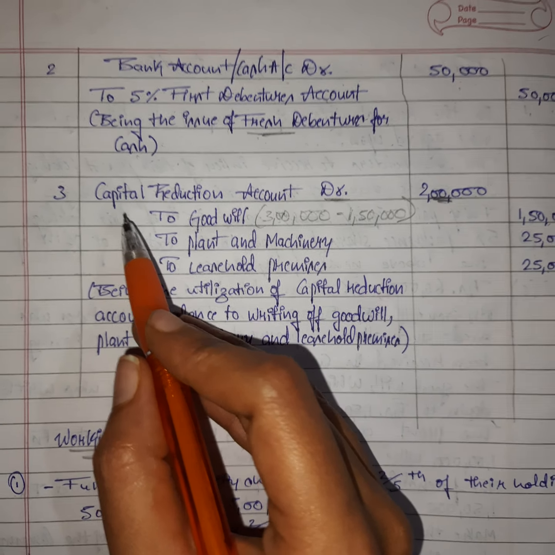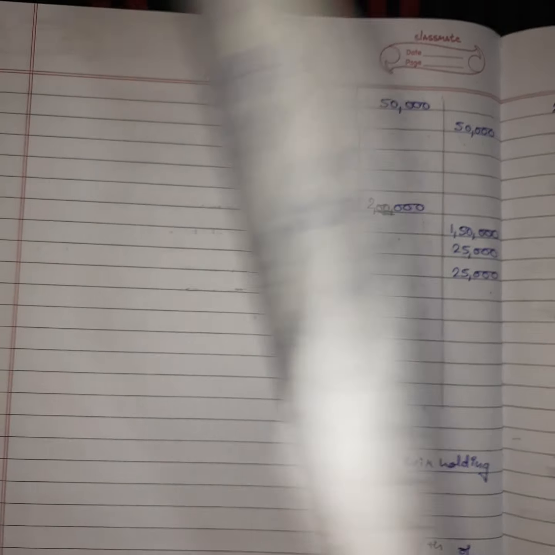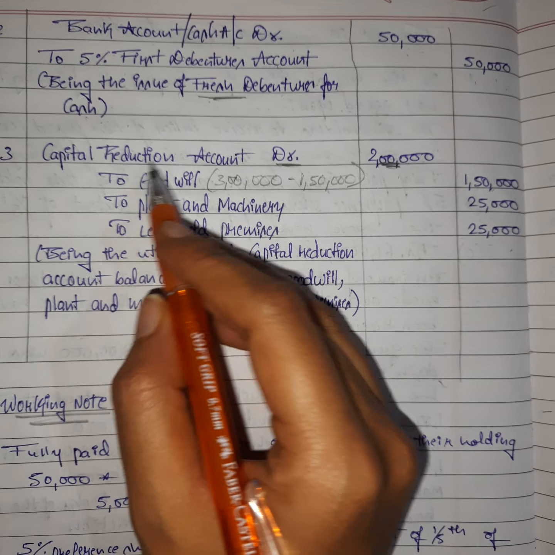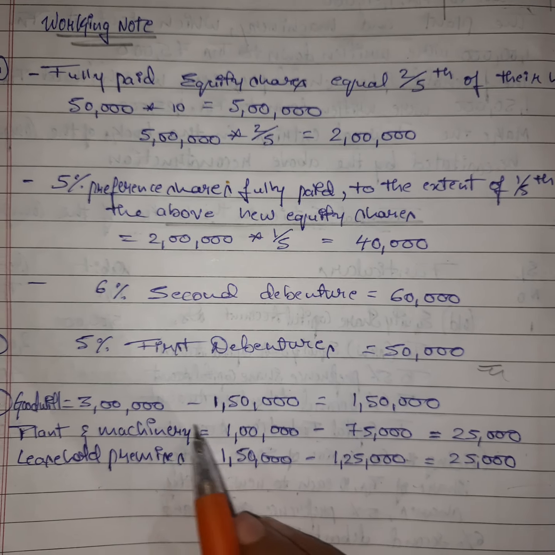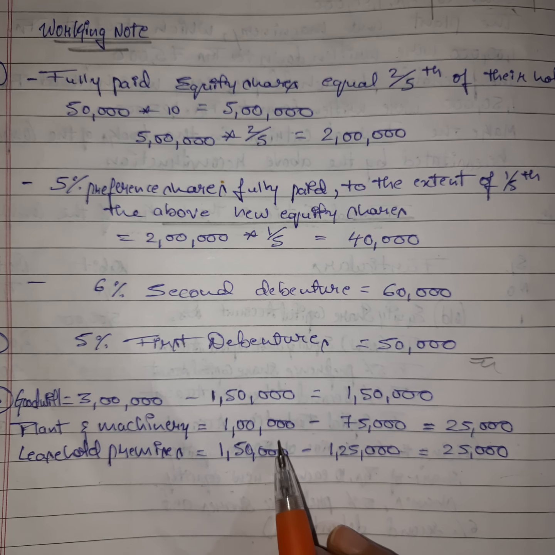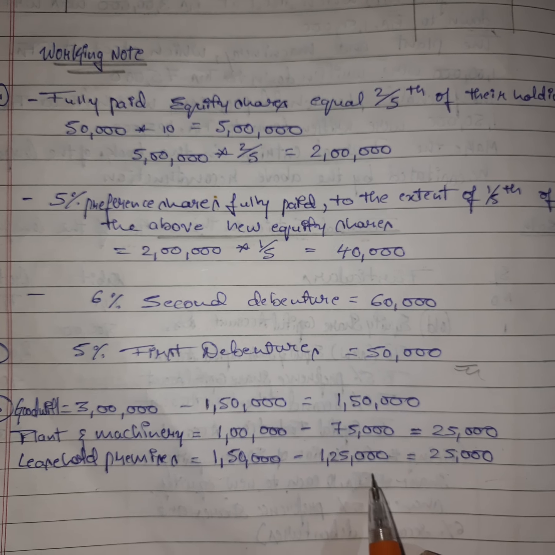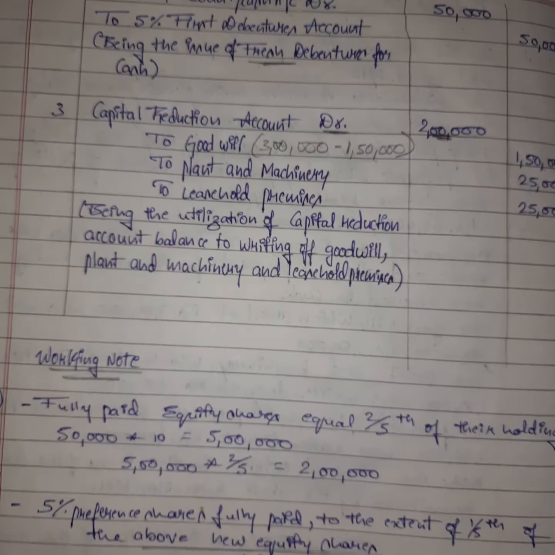Coming to the next, third point: capital reduction account debit 2 lakh. This amount you have taken from here, this 2 lakh, the reduced amount. So capital reduction account debit 2 lakh to goodwill. Here I have mentioned in the working note: 3 lakh minus 1 lakh 50,000, 1 lakh 50,000. Plant and machinery: 1 lakh minus 75,000, 25,000. 1 lakh 50,000 minus 1 lakh 25,000, 25,000. It is the reduced amount. The same thing you are taking here.